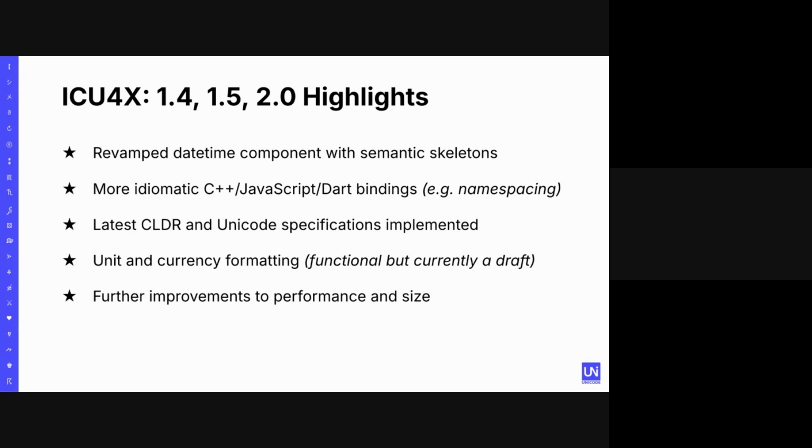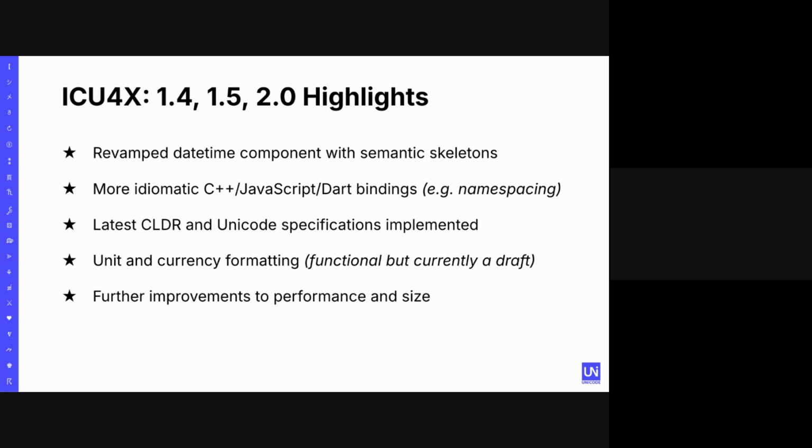So there's more idiomatic binding. That's work with Diplomat to make sure that we can support namespaces, for example. Also pulling the latest versions of CLDR data and Unicode data, just like ICU does. We have unit and currency formatting, and improvements, as always, to performance and size. There are multiple important value propositions that ICU for X provides, but performance and size is one of them, so that it can continue to go in places that can't be served by ICU, but ICU for X can go there.